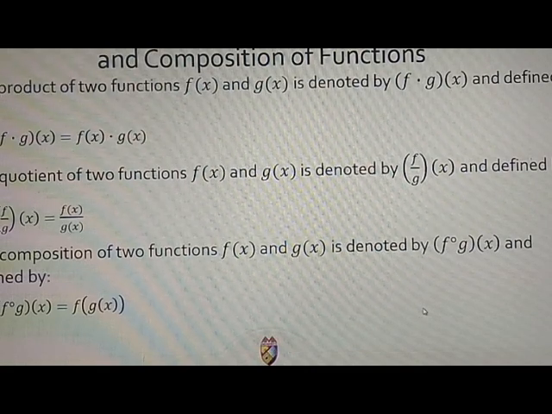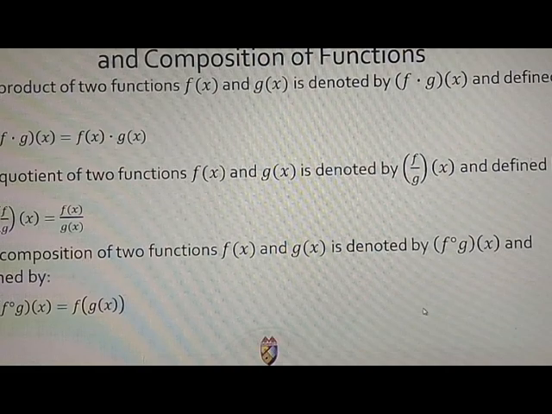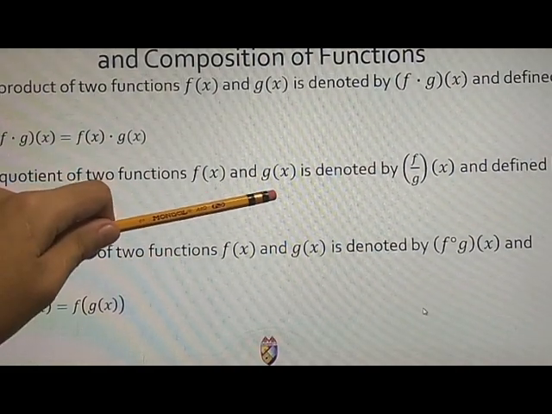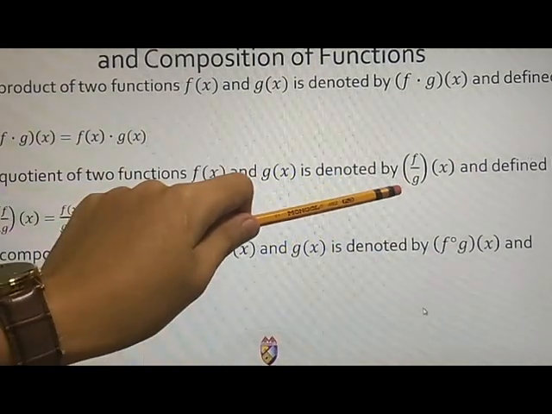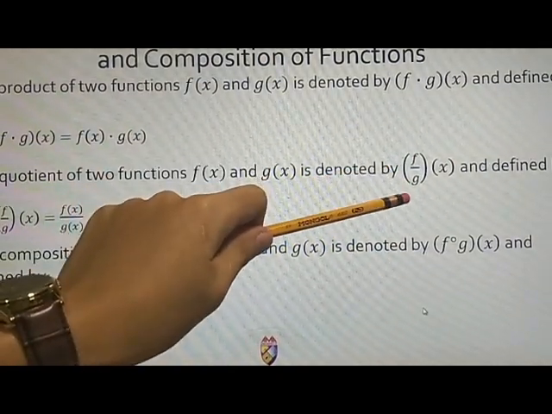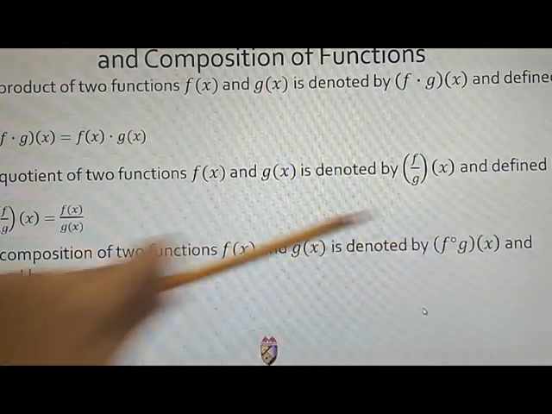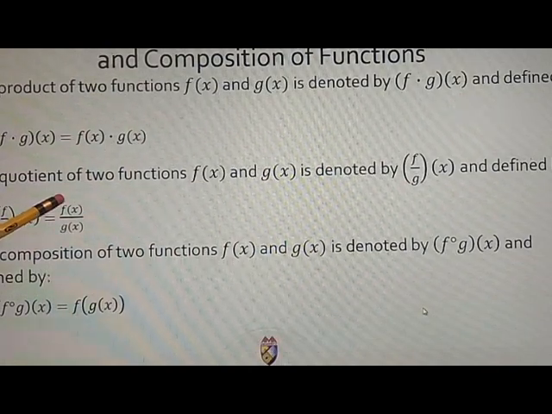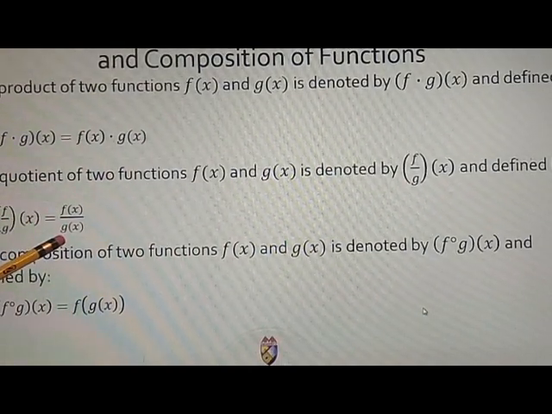The quotient of two functions. How do you represent the quotient of two functions? We have f of x and g of x. That is denoted by f over g of x, and is defined by f over g of x is equal to f of x over g of x.